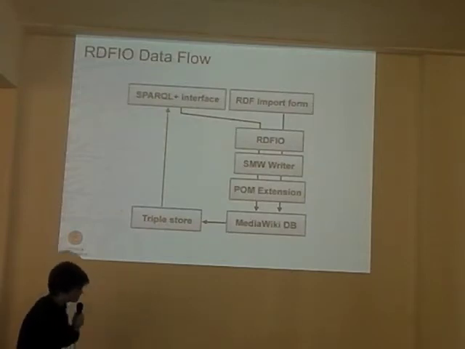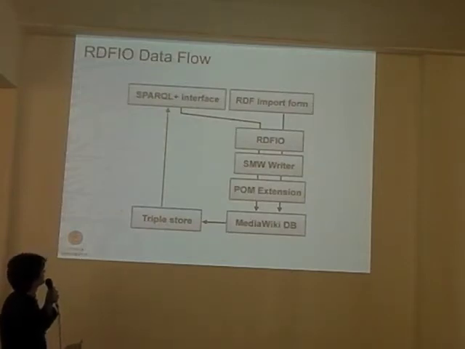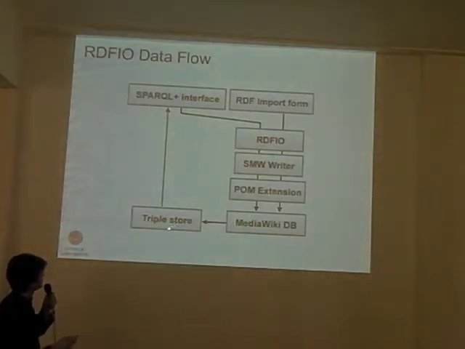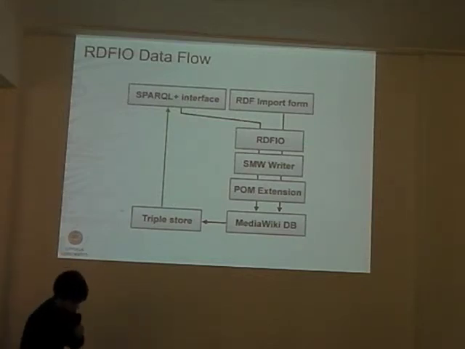So this is just a quick overview of the architecture. All writes are done through the Semantic MediaWiki Writer, which actually updates the normal wiki pages. This results in triples, which are stored in the triple store. But then there's a SPARQL endpoint included in here, so you can ask stuff. But that is not directly from the triple store.